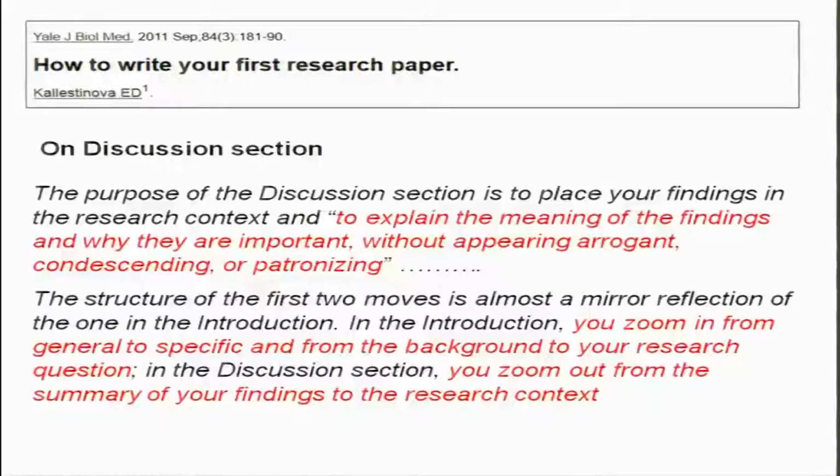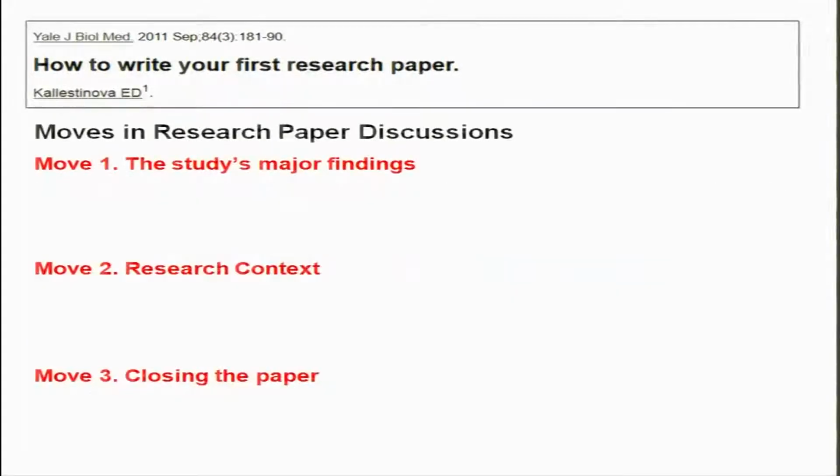So it is a zoom out from the summary of your findings to the research context, and you place it in the context so that people can understand. This is a challenging task. It's not easy, depending on the nature of the result, the study, and the observation, you have to write it in a different way.